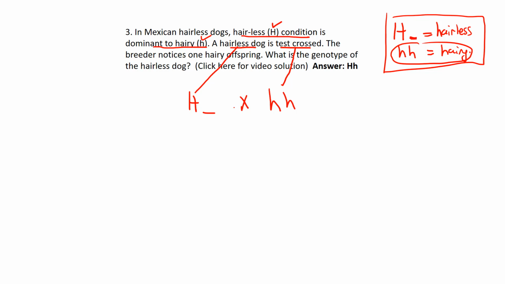So the breeder notices, we don't care how many, but what we're looking for is recessive offspring. And the breeder does notice one hairy offspring. So that hairy offspring has a genotype little h little h. Obviously, one came from this parent. The other one, each parent must contribute a recessive allele for there to be an offspring, and they contribute that through their gametes. So the other parent obviously must be Hh, and that is the genotype of the hairless dog.